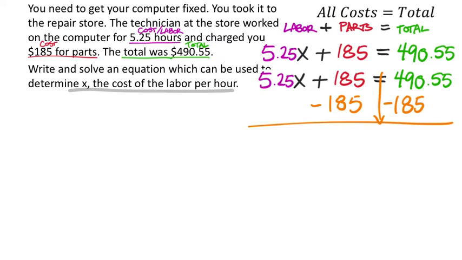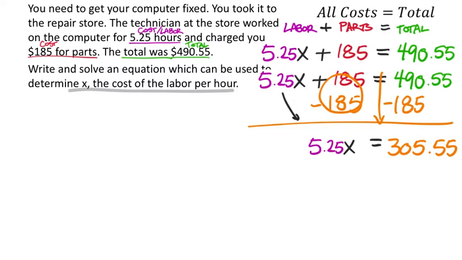Well, what will this do? It allows us to take the 5.25 and drop it, which is what we want. We want it to be by itself, and then the 185 minus 185, yeah, that's 0. So then this would equal, I gotta go to my calculator here, 490.55 minus 185, enter, and it shows me that just the cost for the labor was $305.55. But again, we don't know how much the cost is for every one of those hours. We just know that they worked for 5.25 hours.